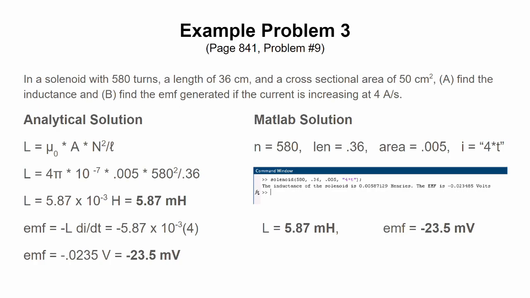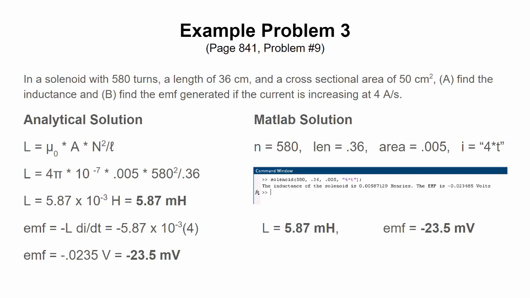In this problem, we are asked to find inductance in a solenoid with 580 turns, a length of 36 centimeters, and a cross-sectional area of 50 centimeters squared. Then we are to find the EMF generated if the current is increasing at a rate of 4 amps per second. Analytically, we must first find the inductance by multiplying the magnetic constant by the area by the number of turns squared over length. Once those calculations are finished, we find that the inductance is equal to 5.87 millihenries.